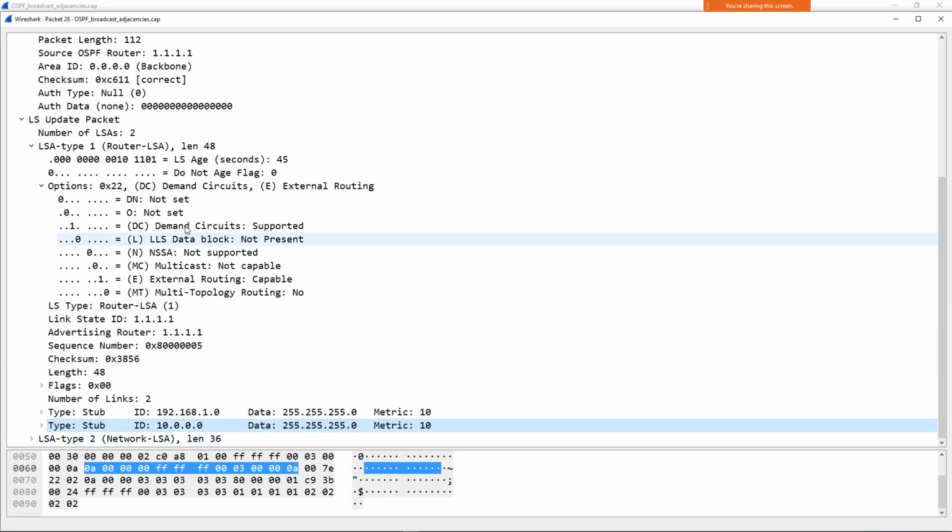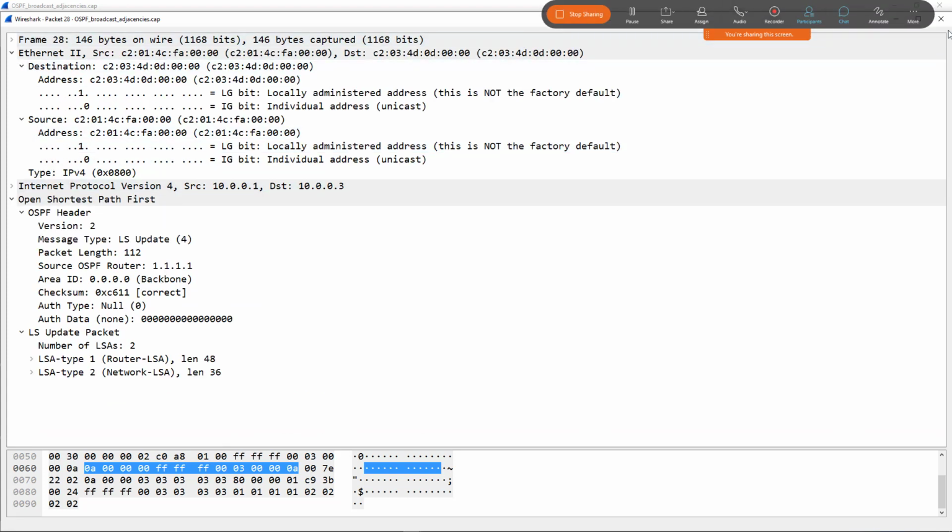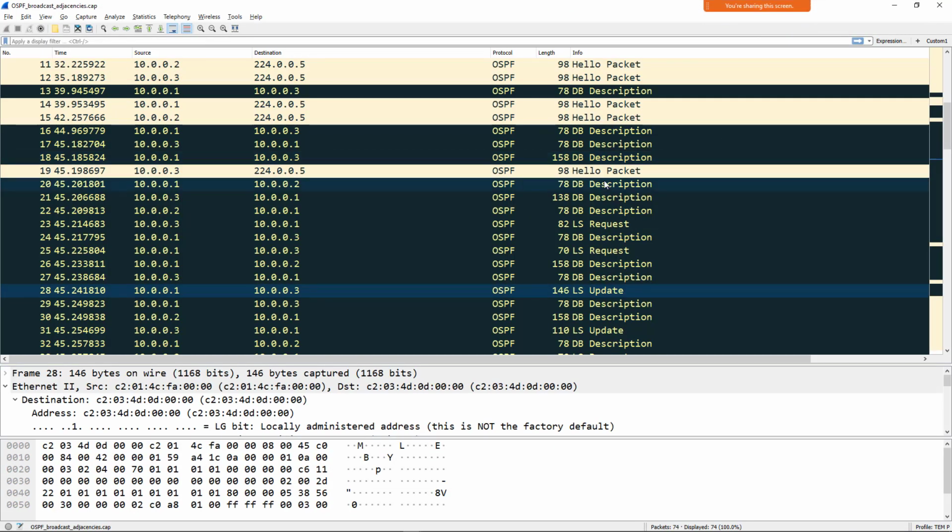So if you understand the process of how the routers exchange information, you can walk through a Wireshark capture and see that whole exchange process taking place, and you're able to identify how that process looks.